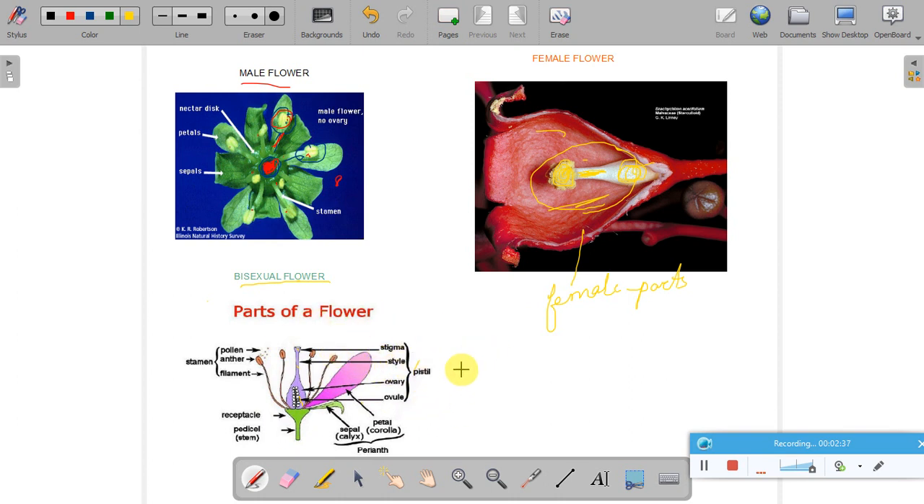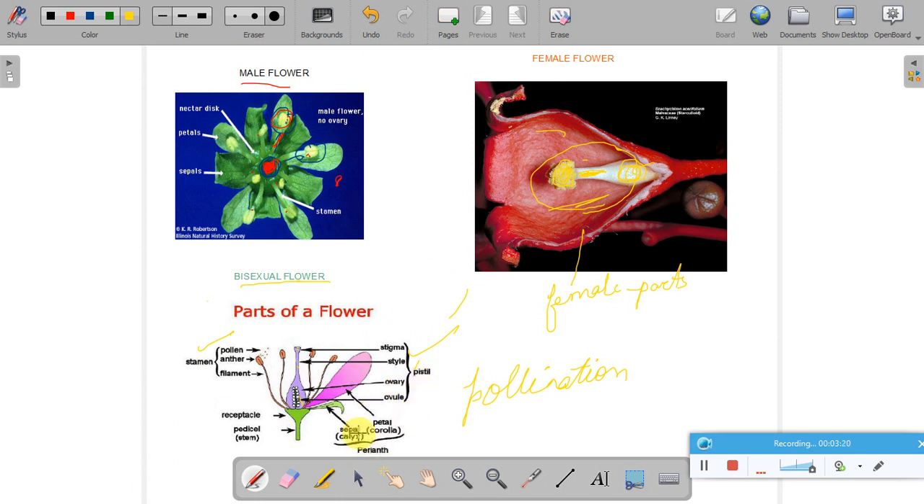Now why we are doing this is because in the next video we will study pollination, and for pollination it is important for us to know the female and male parts of a flower and the different kinds of flowers which are present. I am repeating once again, we have male flowers where only the male parts are present. Then we have the female flowers where only the female parts are present. We can say that the androecium is present in the male flower, the gynoecium is present in the female flower, and in the bisexual flower we have both the androecium and the gynoecium.